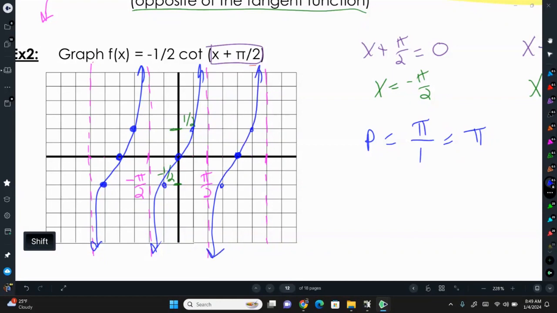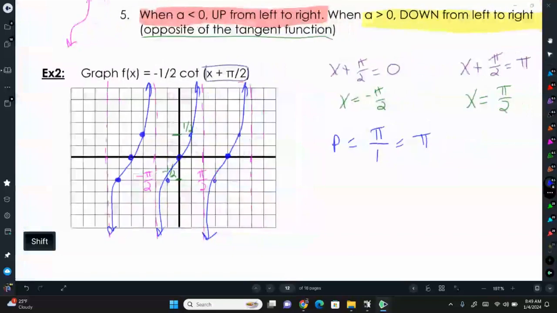So I think that graphing tangent and cotangent is probably the most difficult because you really have to think about how you want to draw your scale so that everything fits nicely. So that's it for tangent and cotangent.